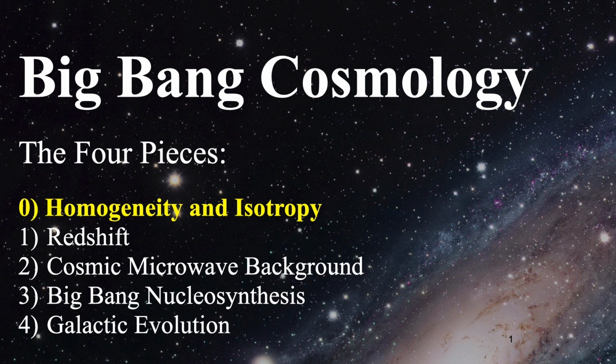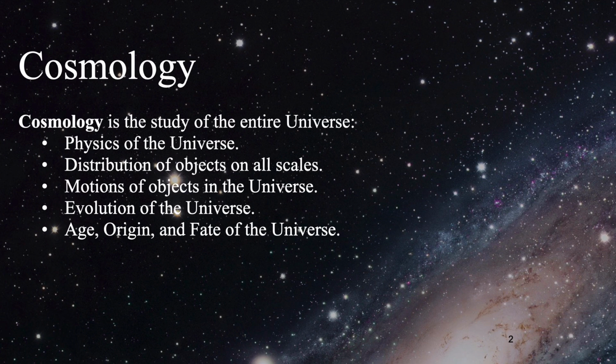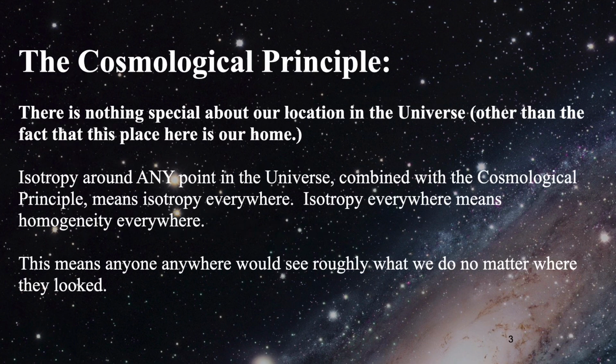And the first most important underlying idea is what I call piece zero, the homogeneity and isotropy of the universe. Cosmology, again, is the study of the entire universe and the physics, distribution, and motions of stuff in the universe, and how it evolves with time, what the age, origin, and fate of the entire universe is. It relies upon the cosmological principle that says that there's nothing special about our location in the universe other than that it's our particular little home.